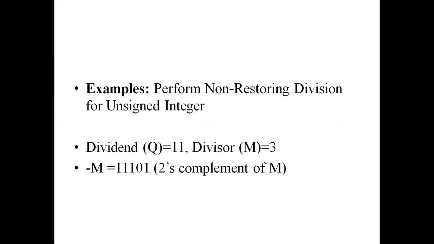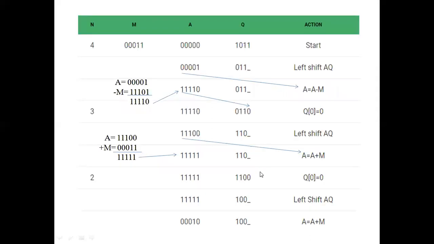So we start this non-restoring algorithm with an example. We perform non-restoring division for unsigned integers. Say the dividend Q is equal to 11 and the divisor M is equal to 3. Initially we take the 2's complement of M, that is 11101. Okay, so let us start the problem.